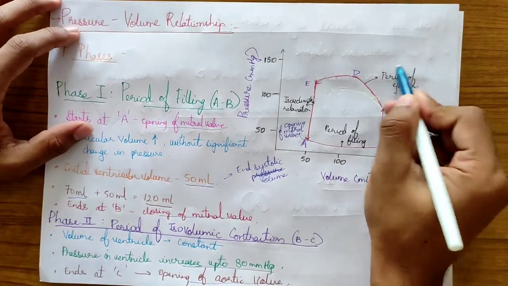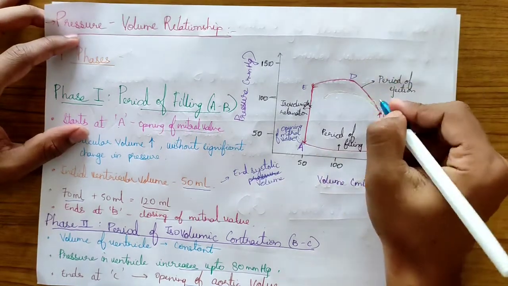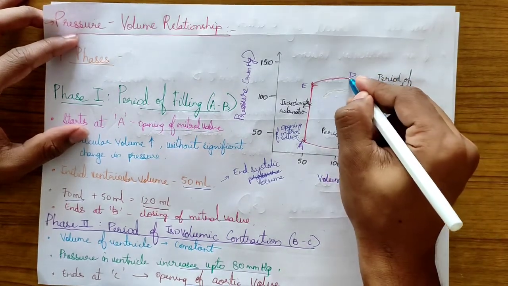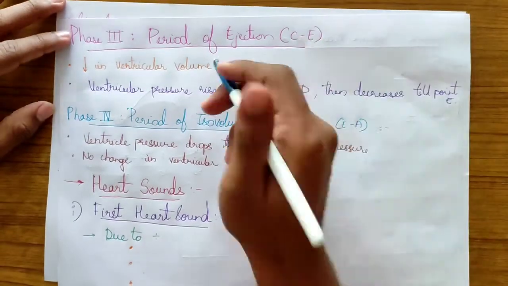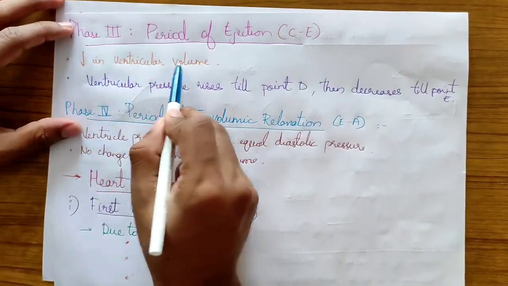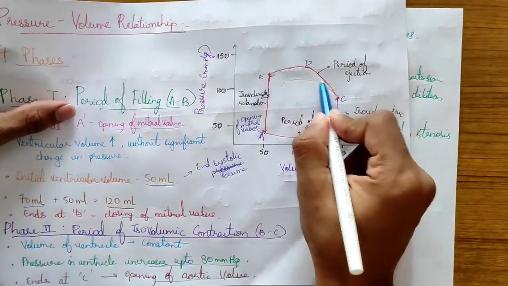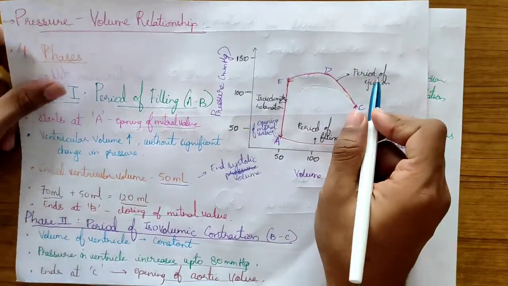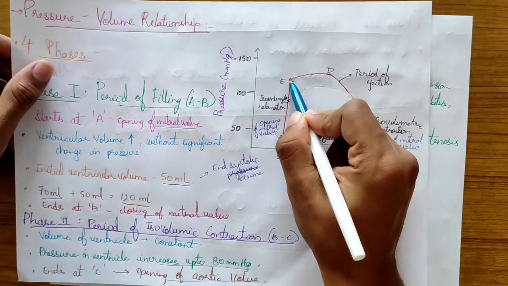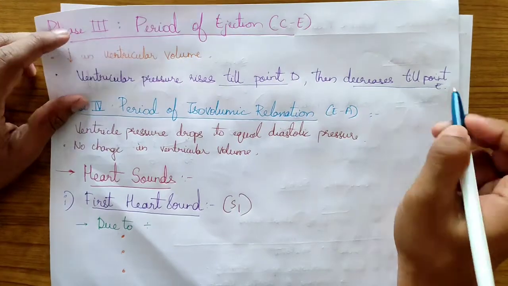So this is isovolumic contraction. Next comes phase 3, the period of ejection, from point C to E. From C to D is the rapid phase of ejection, and from point D to E is the slow phase of ejection. There is a decrease in the ventricular volume. The ventricular pressure rises till point D because the ventricle contracts drastically in the rapid phase of ejection, but then the ventricular pressure falls below the aortic pressure. So this is the slow phase of ventricular ejection, and it decreases till point E.